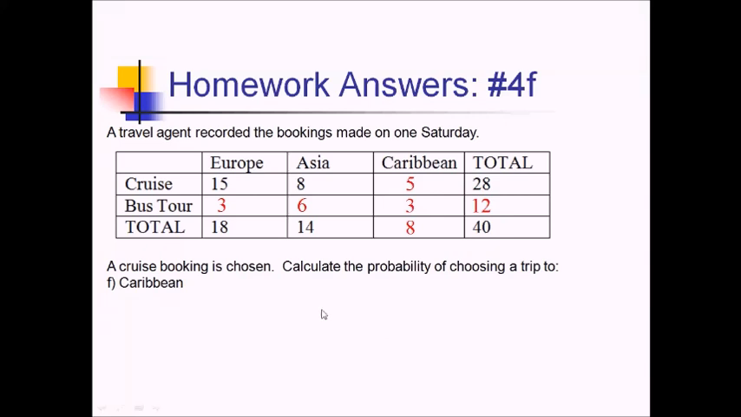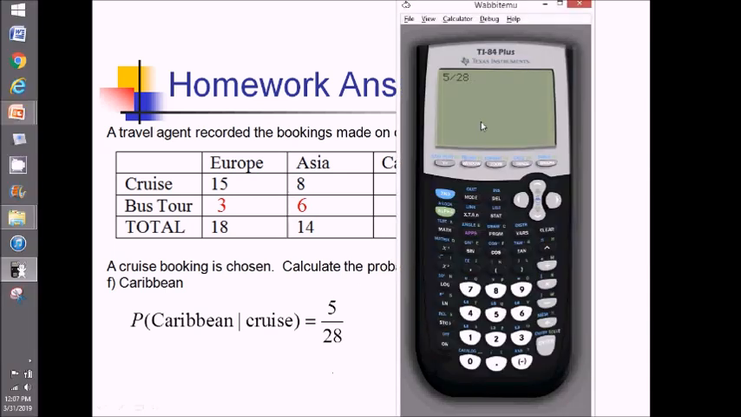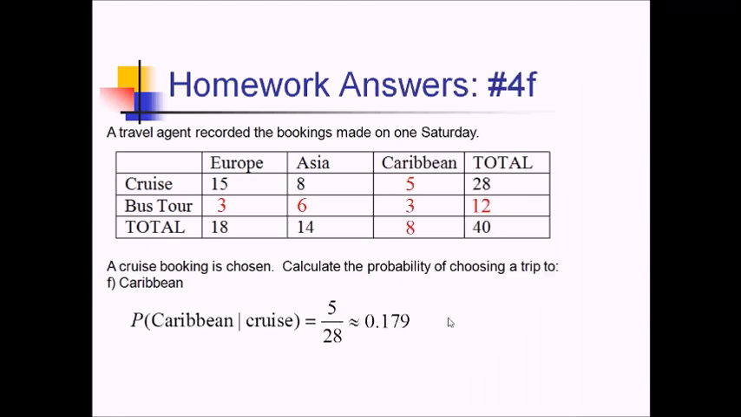And then finally for part F, we want the probability of choosing a trip to the Caribbean given that you're doing a cruise. So Caribbean cruise, that's kind of the big one that a lot of people like to take. But in this table, not a whole lot of people. So that's going to be a total of 28 that we're doing for our denominator. Only 5 of that 28 took a Caribbean cruise. So 5/28, and we'll see what the calculator has to say. So that's going to be a percentage of 0.179. So about 17.9% took a Caribbean cruise if they were going to take a cruise.